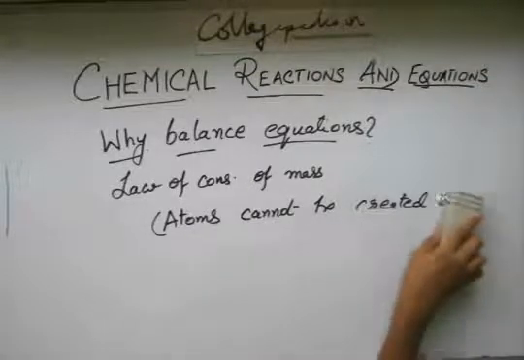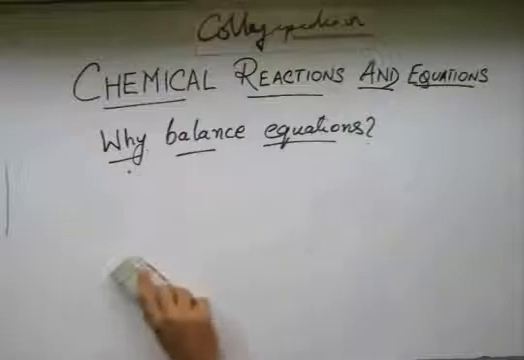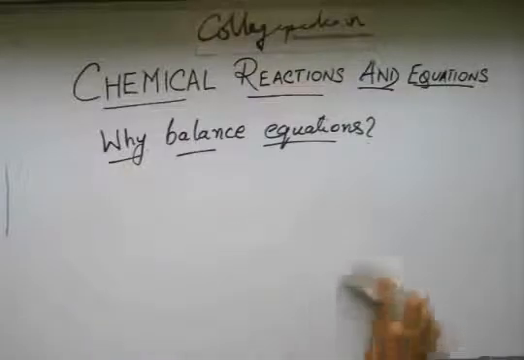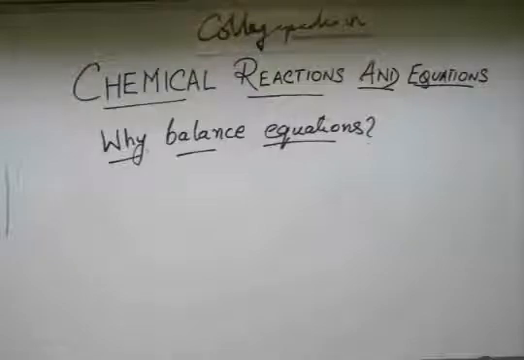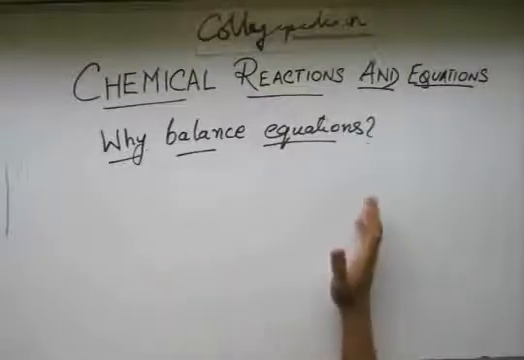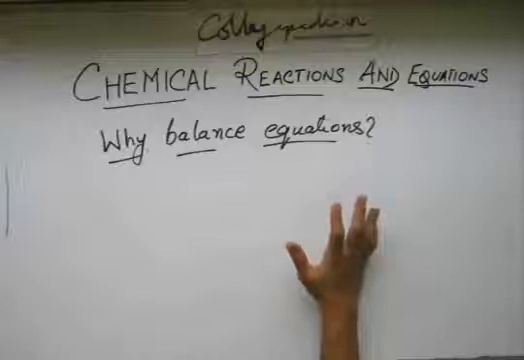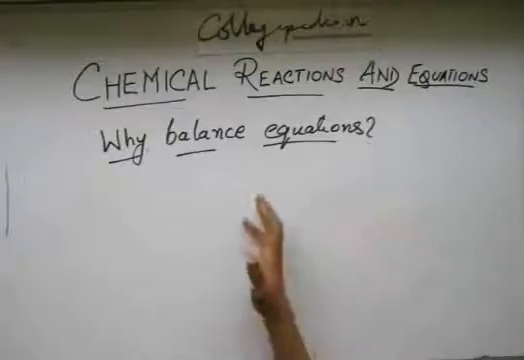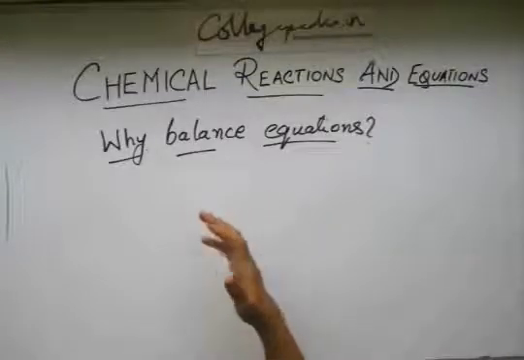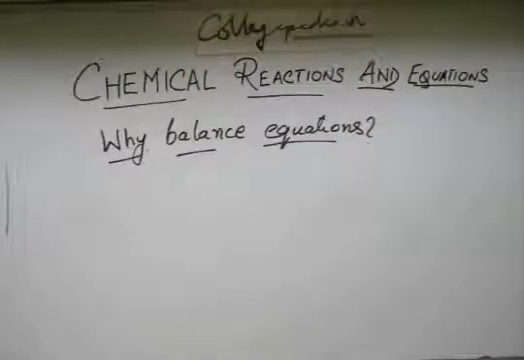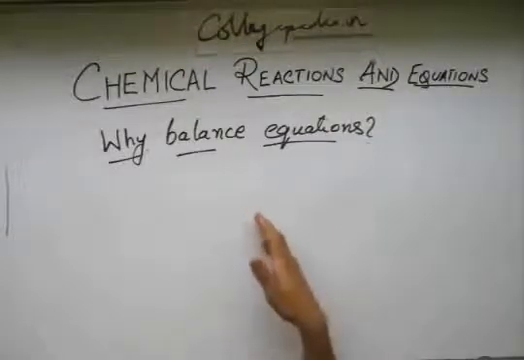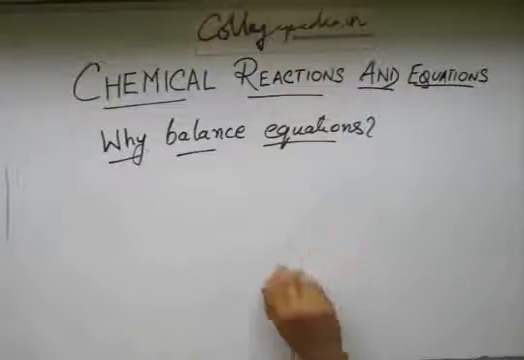So if you are asked, why do you need to balance the equations? You have to say that since atoms can neither be created nor be destroyed, you need to have an equal number of atoms on both the sides, in the reactants as well as the products. So you need to balance the equations in order to make the number of atoms of each element equal on both sides.